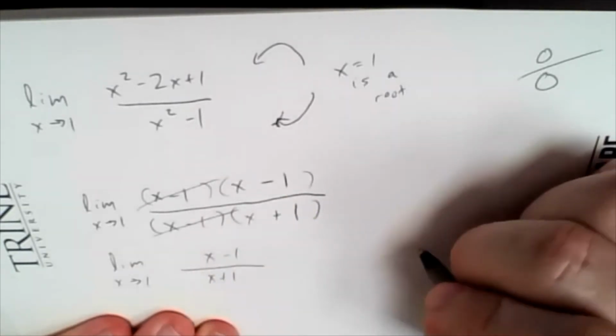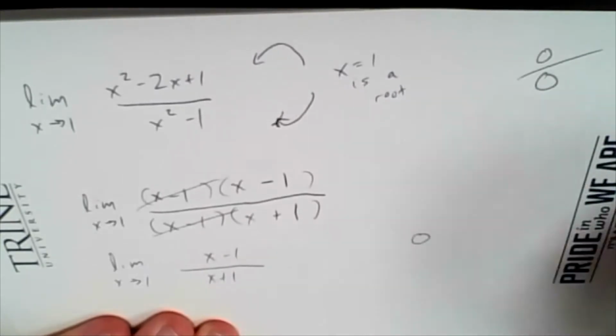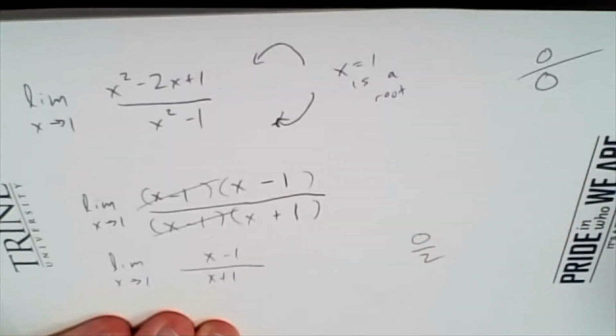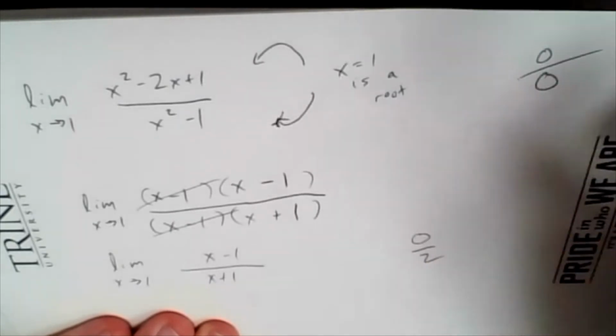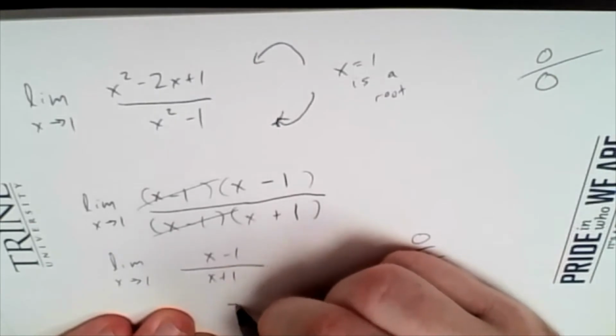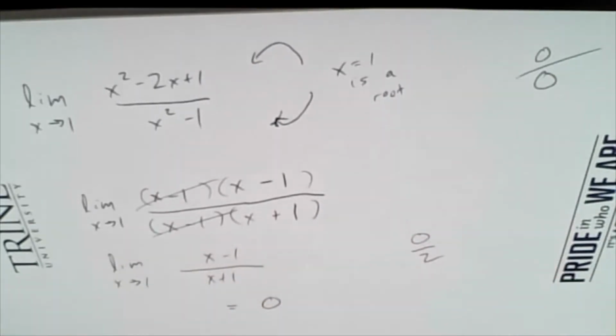X equals 1 on the numerator gives me 0 again. X equals 1 on the denominator gives me 2. And 0 divided by 2 is a number, that is 0. So from this point, I can say that the solution to this limit problem is 0.